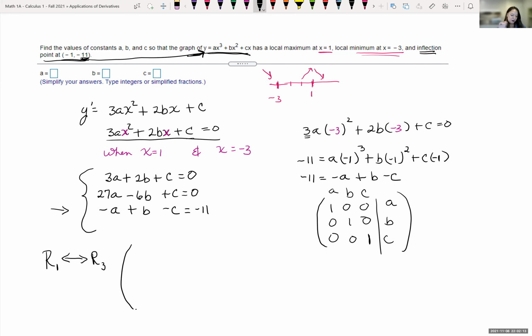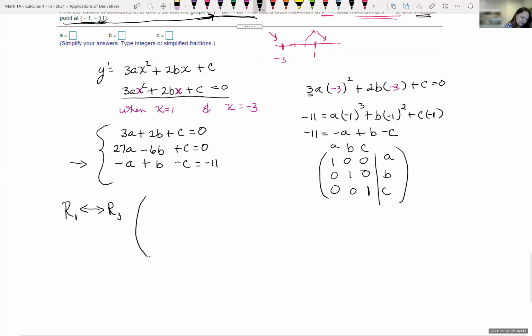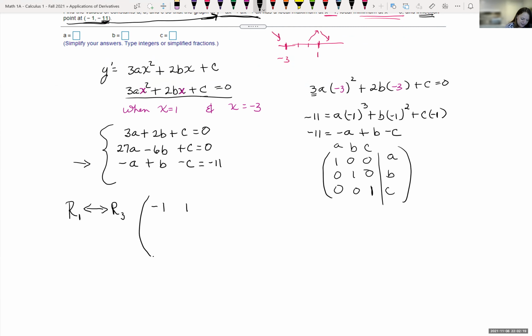Remember, with matrices, we don't put in our variables. We're just writing the coefficients down. So we have -1 here, 1, -1, -11. The second equation I'm not changing. It's staying the same. So just writing the coefficients, 27, -6, 1, 0. And my new row 3 is 3, 2, 1, 0.